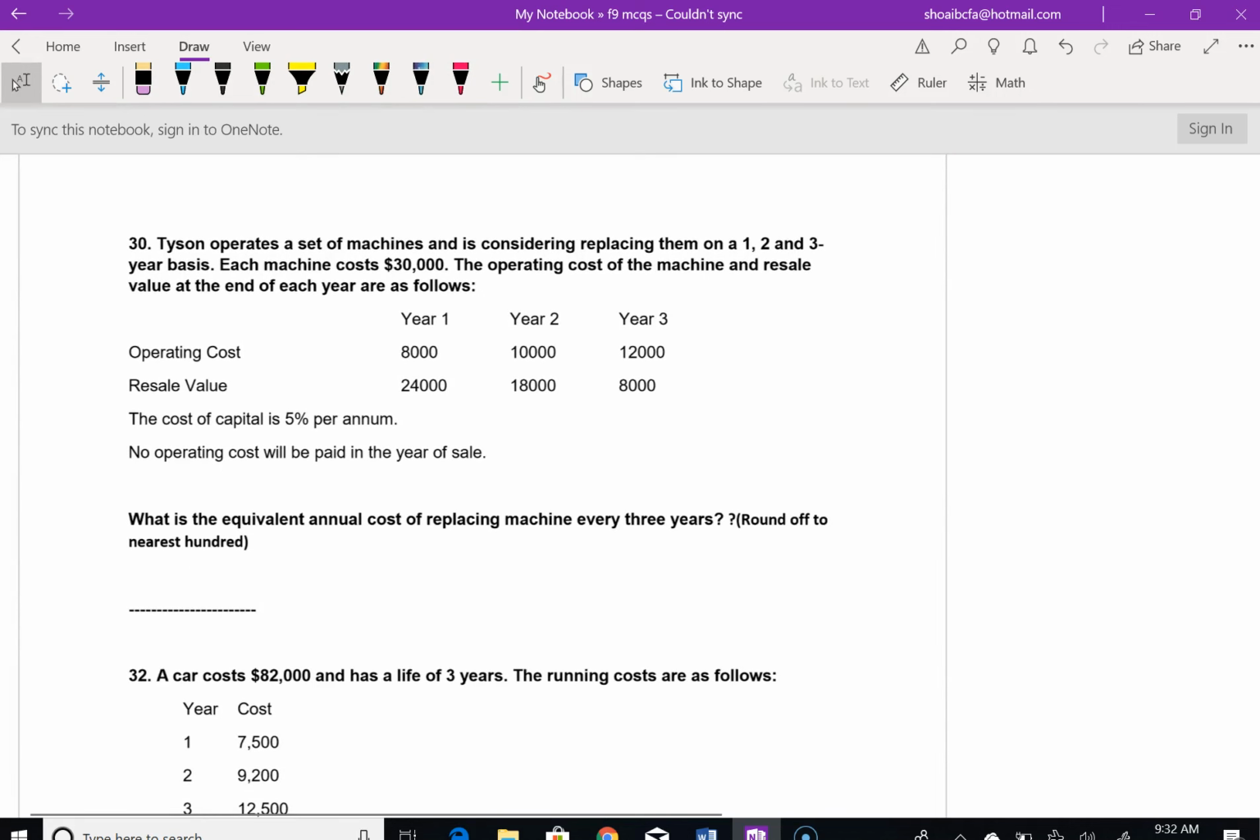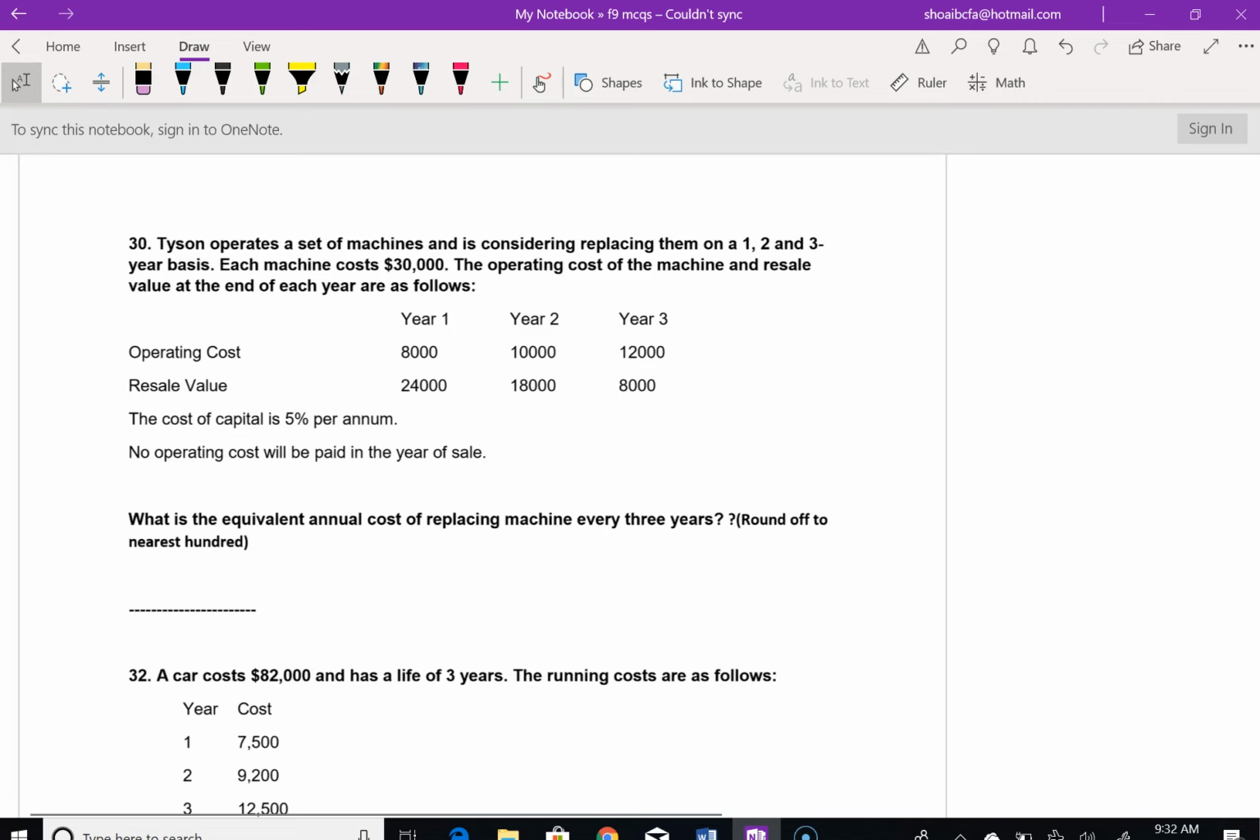Tyson operates a set of machines and is considering replacing them on a 1, 2, 3-year basis. Each machine costs $30,000. Operating cost of the machine and resale value at the end of each year are as follows. Operating cost 8,000, 10,000, 12,000. Resale value 24,000, 18,000 and 8,000 in year 3. Cost of capital is 5%. No operating cost will be paid in the year of sale. What is the equivalent annual cost of replacing the machine every 3 years?